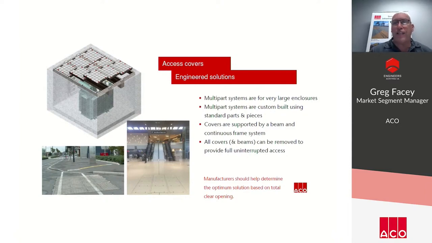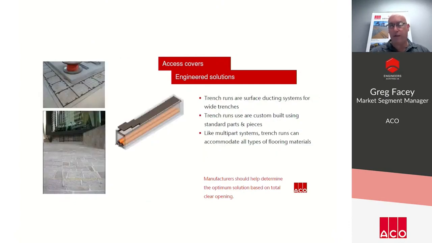If we look at access covers as an engineered solution, multi-pass systems are for very large enclosures. They're custom built using standard parts and pieces, and covers are supported by a beam and a continuous frame system. So all covers, and including the beams, can be removed to provide full uninterrupted access. So typically we would see a multi-part cover used, for example, for an underground transformer example. So all those covers and all the beams can remove to both lower and also remove the transformer if need be, still allowing full clear access.